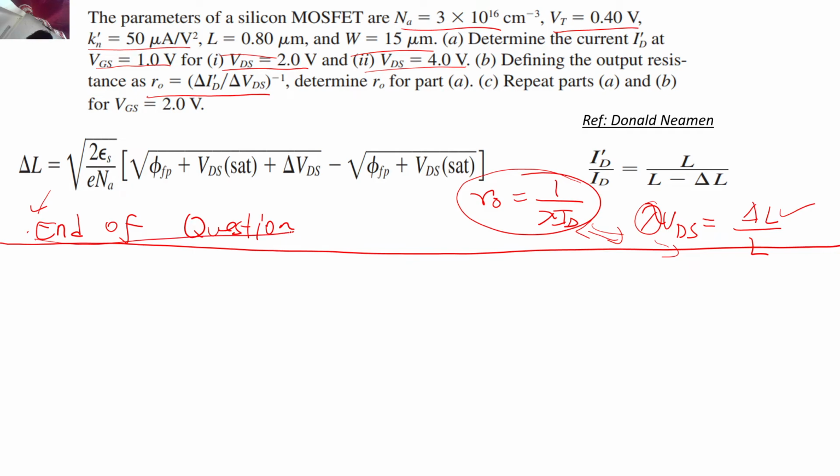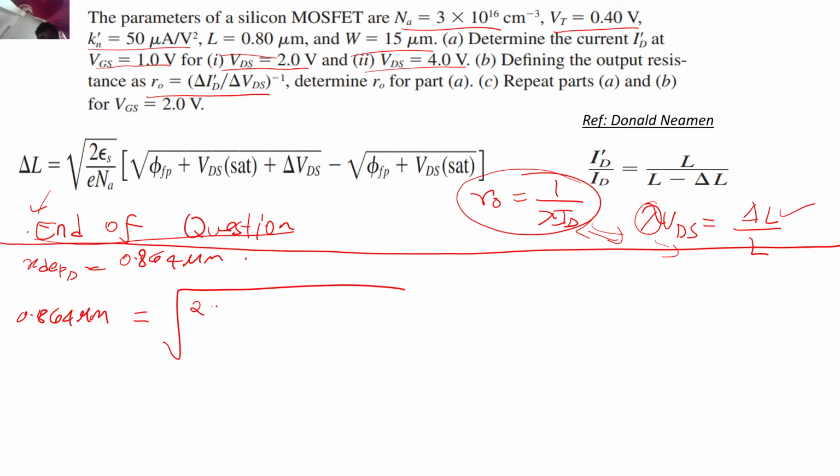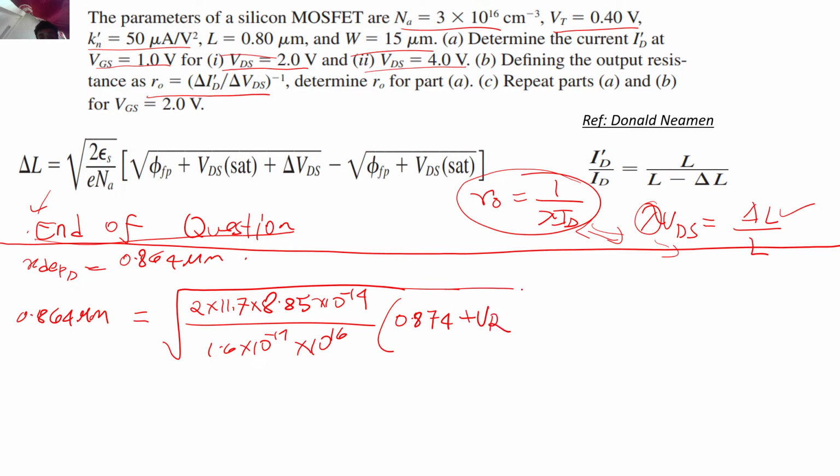So now what we know is the X depletion at the drain side is 0.864 micro, right? So this 0.864 micrometer is equal to root of 2 epsilon SI, the same thing that I am writing, 8.85 into 10 to the power minus 14, upon 1.6 into 10 to the power minus 19 into 10 to the power 16, correct, into VBI. What is the VBI? 0.874 plus VR, right? And this VR is nothing but my VDS that I am applying, because VDS is the reverse bias voltage for that particular PN junction, right?